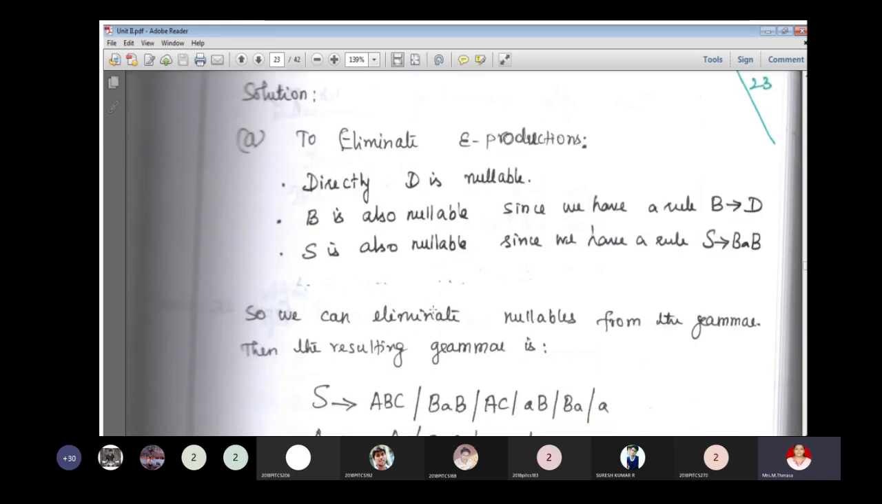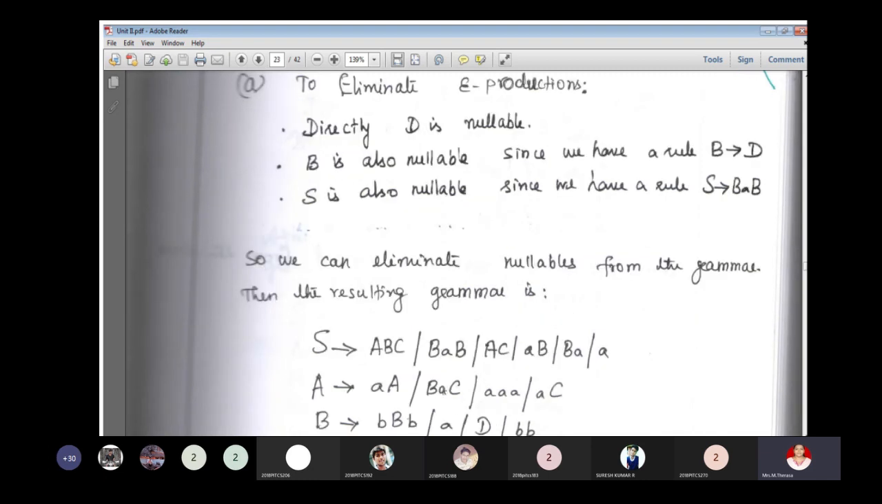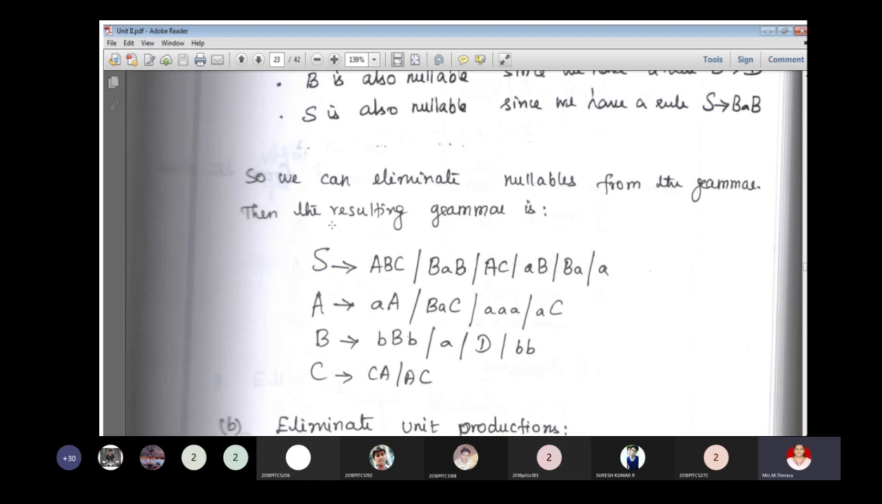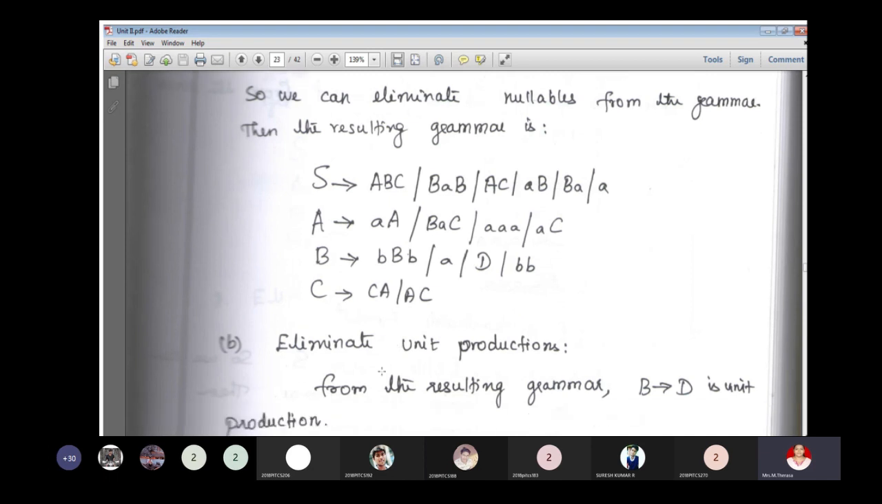So we can eliminate nullable variables from the grammar by substituting the nullable variables as epsilon, so that you can result with this set of production rules. That is, S tends to ABC, BAB, AC, AB, BA, A. A tends to AA, BAC, AAA, AC, B tends to BBB, A, D, BB, C tends to CA.